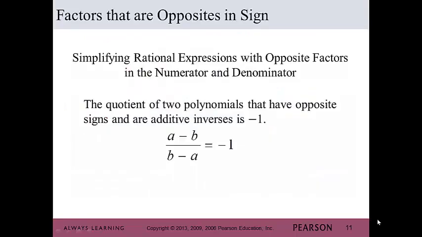So now we can simplify rational expressions with opposite factors in the numerator and the denominator. The quotient of 2 polynomials that have opposite signs and are additive inverses is negative 1. In their example, they have a minus b, all divided by b minus a. Notice that our factors are the same, so both the numerator and the denominator have an a, and they also have a b. Now the a in the numerator is positive and the a in the denominator is negative. The b in the numerator is negative and the b in the denominator is positive. Therefore, they have opposite signs. And if we were to add these expressions together, we would get 0. That's what makes them additive inverses. So when you go to simplify them, they actually cancel each other out. But instead of being left with a positive 1, we're left with a negative 1.